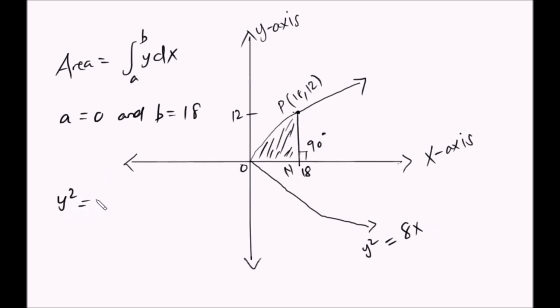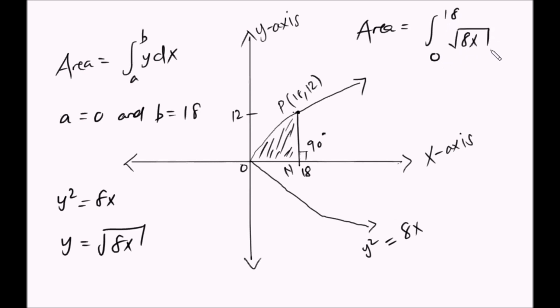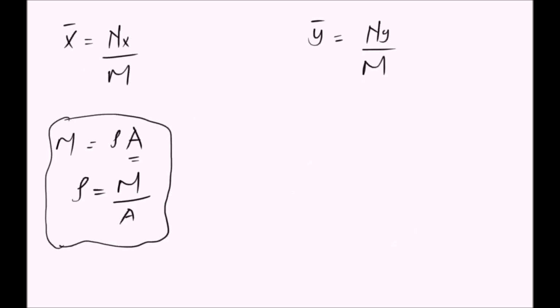And this region is just the region under the curve y square is equal to 8x. Kwa hiyo y sasa ni square root of 8x. So this means that our area now itakuwa integrate from 0 to 18 square root of 8x with respect to x. So this is our area. So now we can get the mass. So our mass is going to be equal to density times the integral from 0 to 18 of the square root of 8x dx.